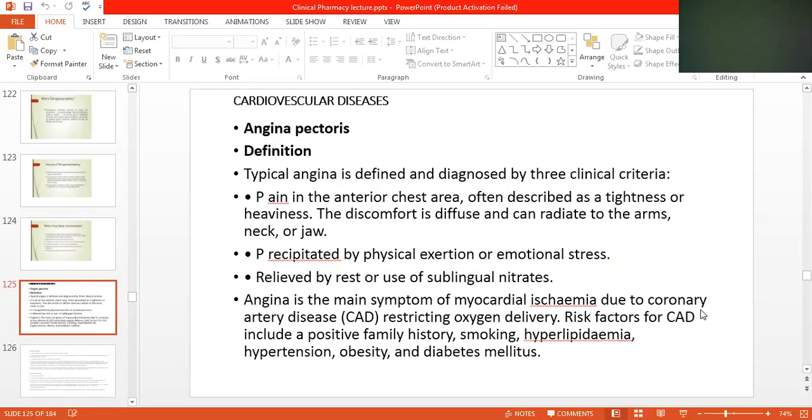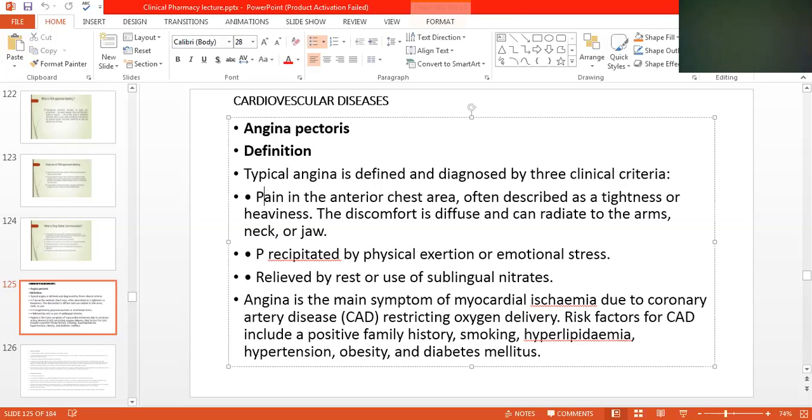So now we see two cardiovascular diseases, like angina pectoris. Definition: a typical angina is defined and diagnosed by three clinical criteria. How can you diagnose angina pectoris? Pain in the anterior chest, which means the front side, often described as a tightness, as if somebody is crushing or squeezing your chest, or you feel a heaviness on your chest, front side. The discomfort is diffuse and can radiate to the arm. If the discomfort continues, it will radiate towards the arm, especially the left arm. You will feel a pain, as well as in the neck and jaw. This is the typical angina diagnosis in a clinic.